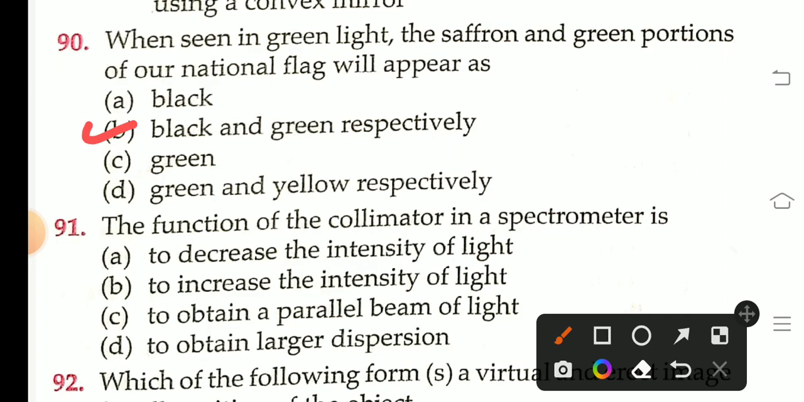Next, the function of the collimator in a spectrometer is. Right answer will be option C, to obtain a parallel beam of light.